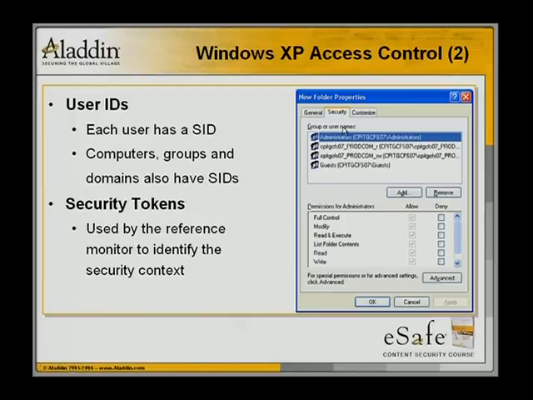So we can see here that the administrator group has the allow permission on full control, modify, read and execute, list folder contents. However, the guests group would have a different set of permissions that will only allow the read permission or maybe the write permission, but not full control. So this is the role of security tokens. It is used by the reference monitor to identify the security context of that specific object.